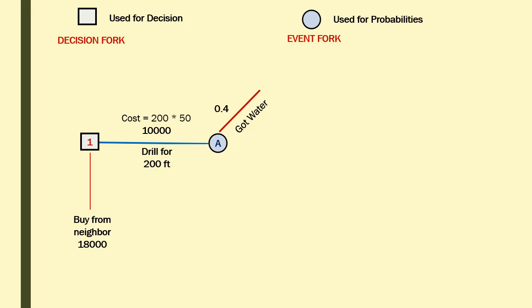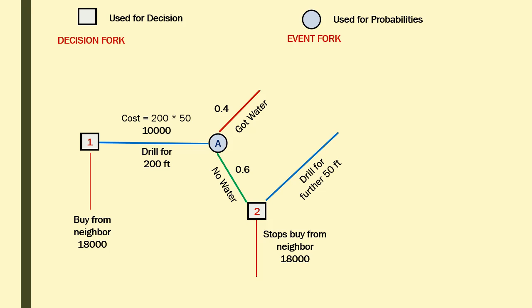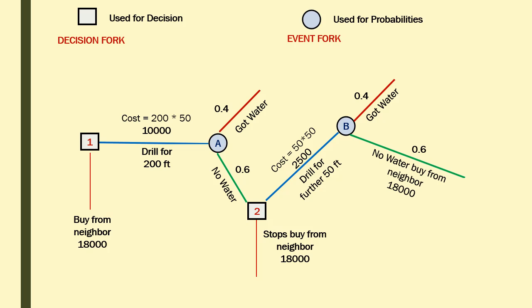He may get water, which has 0.4 probability, or he may not. If he has not got water, he can take a decision. He may stop drilling and buy from the neighbor, or he may drill for another 50 feet. This costs an additional 2,500 rupees. If he drills for 50 feet, he has 2 chances. One, he gets water, which has a probability of 0.4, and the other is no water, which makes him buy from the neighbor. Thus it completes our decision alternatives.